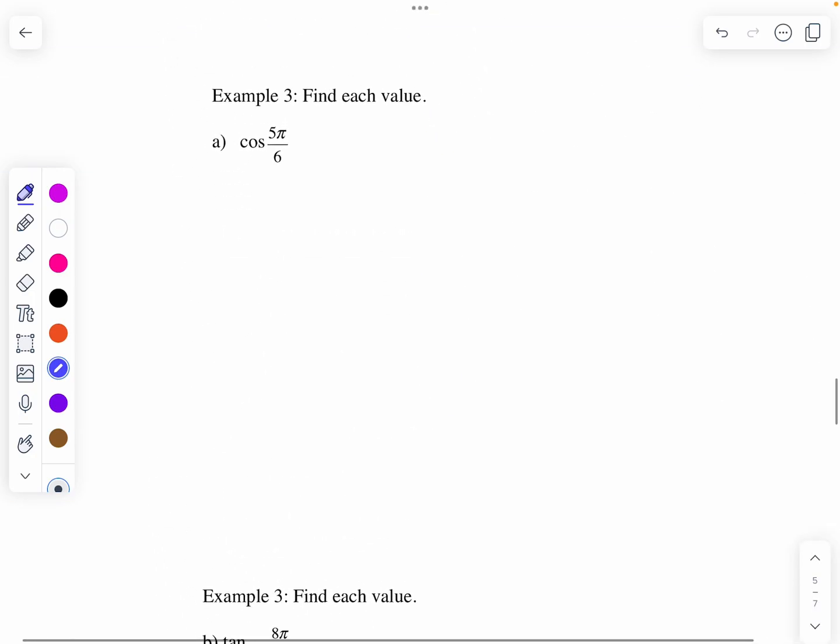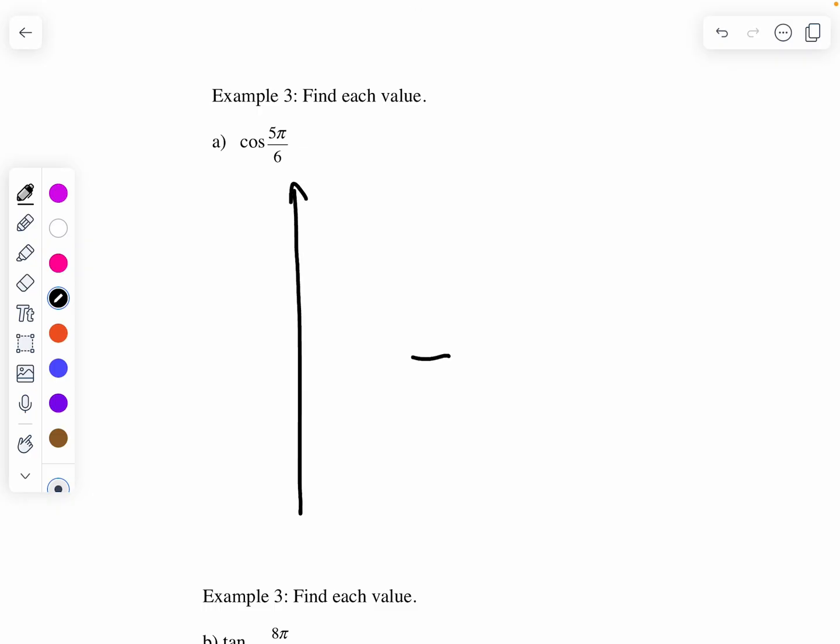Okay, so this example. We're working in radians, and this is not a first quadrant angle. So if you're not dealing with a first quadrant angle, you're going to want to find this angle's reference angle, because then the reference angle will be something on the hand trick. So 5 pi over 6 is an angle in quadrant 2.